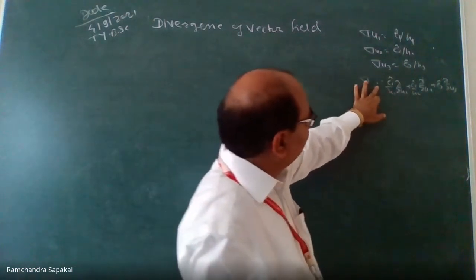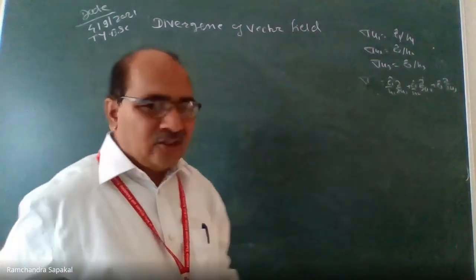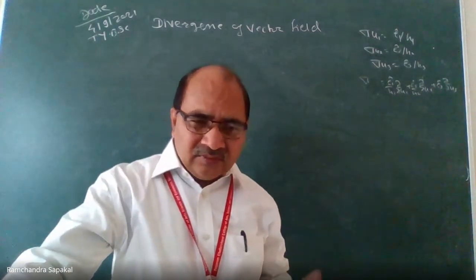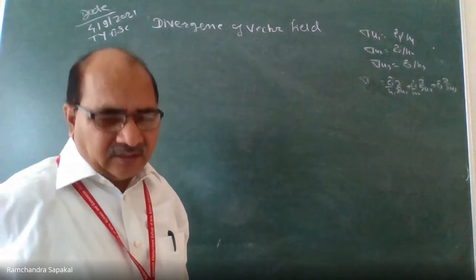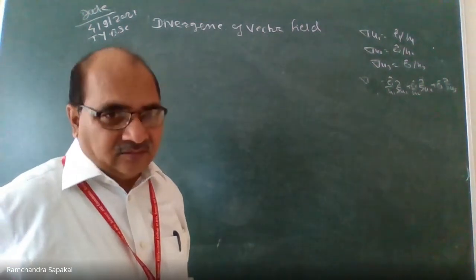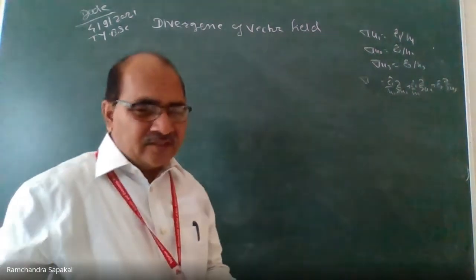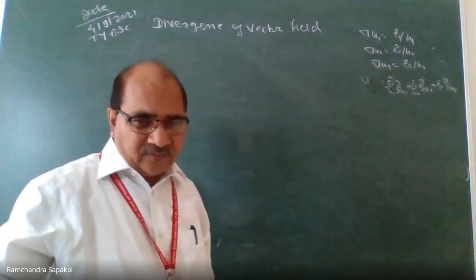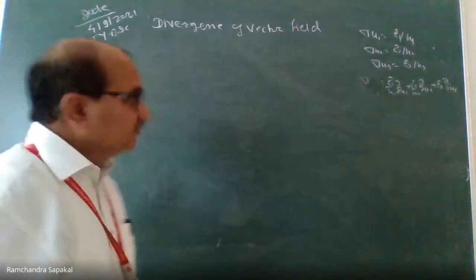del is equal to e1 upon h1 del by del u1 plus e2 upon h2 del by del u2, and the third term is e3 upon h3 del by del u3. So this is the del operator. From that we are going to the next point, that is the divergence of a vector field.